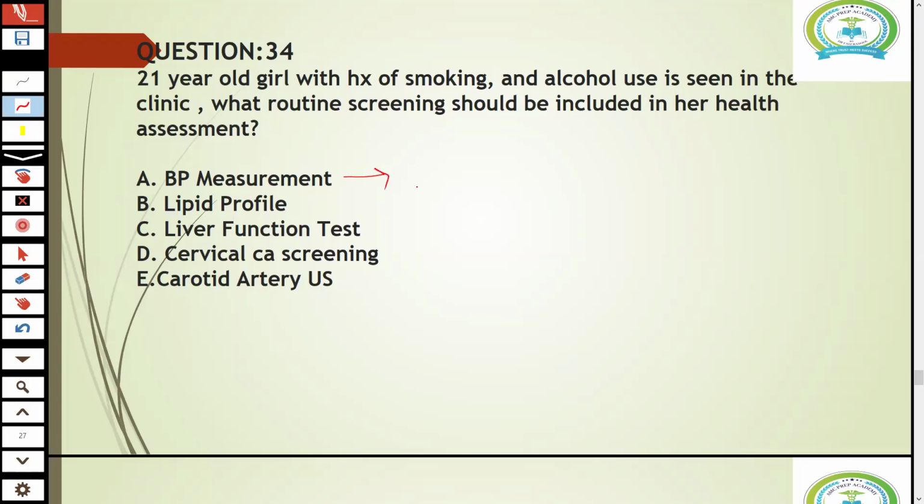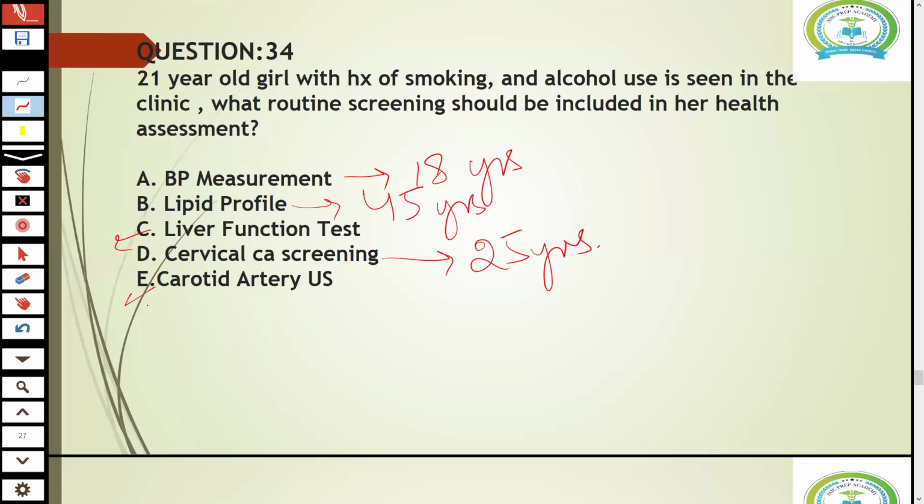Blood pressure measurement starts at the age of 18 years and onwards. Lipid profile we do from 40 or 45 years onwards. Cervical cancer screening is from 25 years onwards. The rest are not routine screening, they are disease-specific screening. So the routine screenings are BP, lipids, and cervical cancer, but the ages are different.